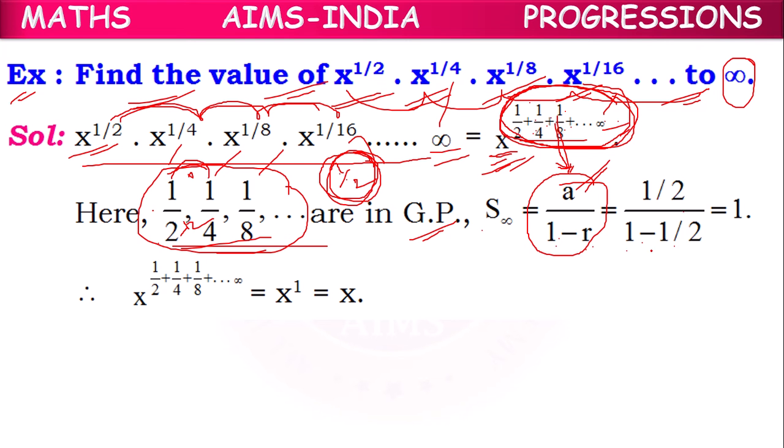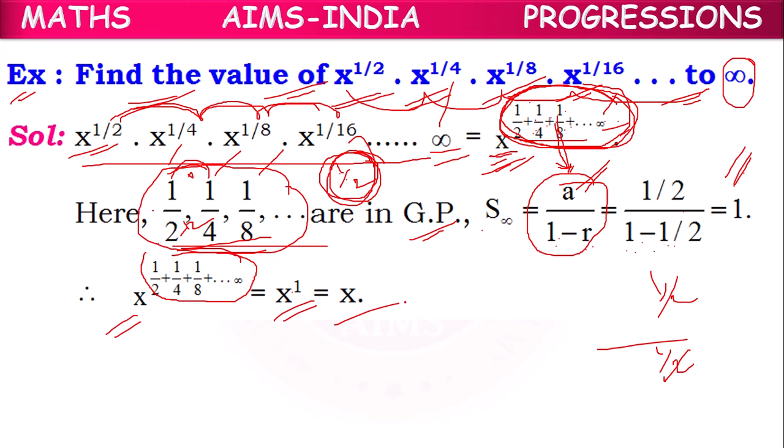1 by 2 by 1 minus 1 by 2. 1 minus 1 by 2 is also equal to 1 by 2. 1 by 2, 1 by 2 cancel. The answer will be 1. So the sum of all these exponents will be equal to 1, and the base is x. So x power 1 is equal to x.